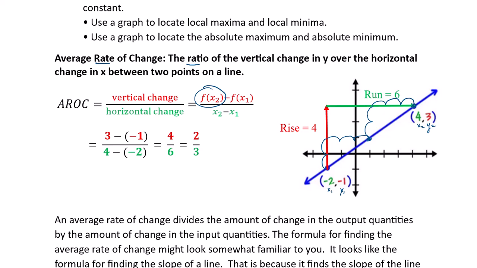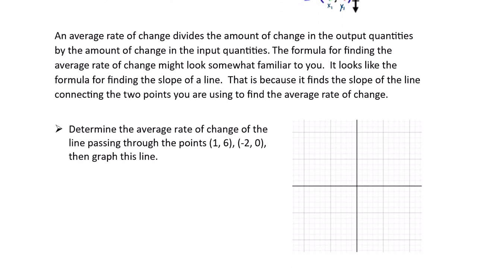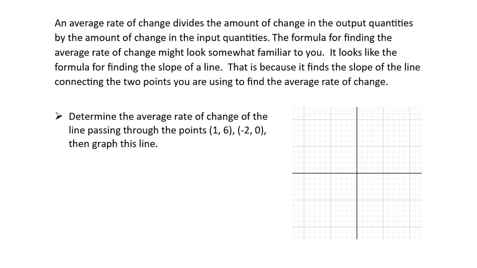So an average rate of change divides the amount of change in the output quantities by the amount of change in the input quantities. The formula for finding the average rate of change might look familiar to you. That's because it is the function form of finding the slope of a line. Now we say average rate of change because average rate of change applies to more than just linear functions. But we're finding the slope of the line that connects 2 points, and that gives us the average rate of change.